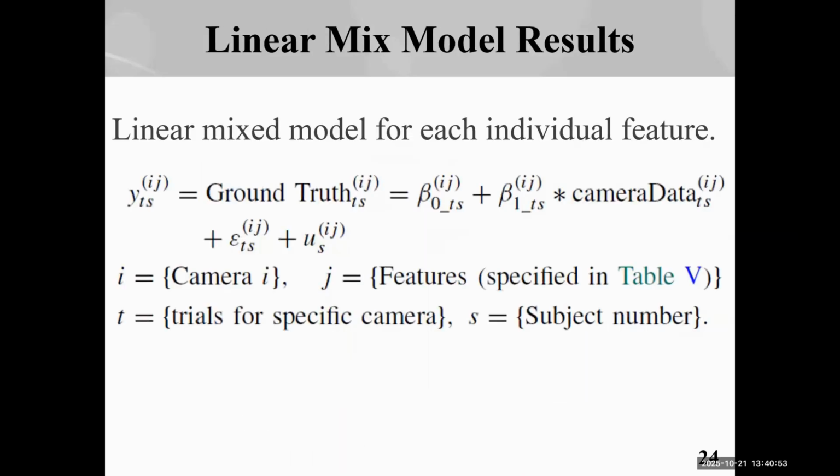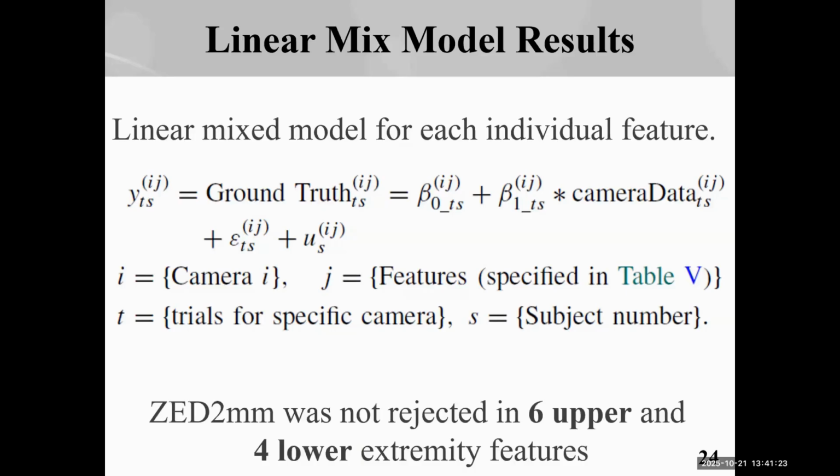Now we move to the linear mixed model part. We use the following model for each feature and each camera, and compared the calculated feature from the ground truth to the calculated feature from the camera. And we used a Wald test to test the coefficient, beta 1, whether it equals 1. We want to not reject the null hypothesis. So we looked for the camera for which we did not reject the null hypothesis the most. And still here, we found that the Z2 millimeter was not rejected in 6 features from the upper body and 4 features from the lower body, more than all the other camera and algorithm combinations.